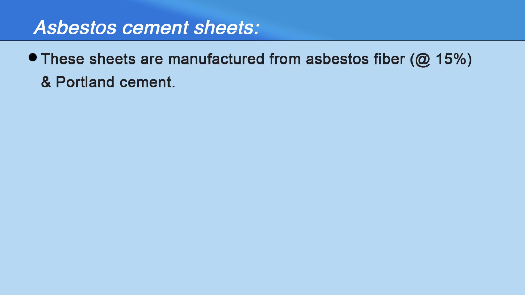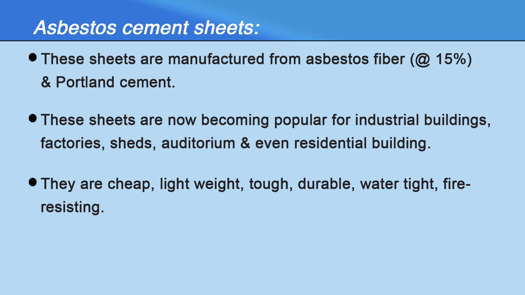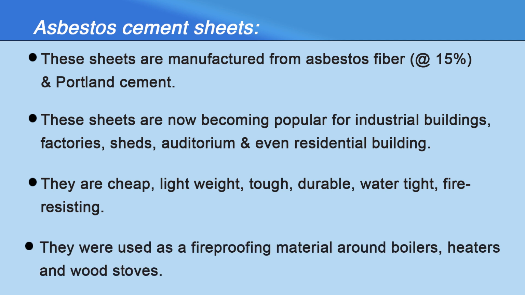Next type of material is asbestos cement sheets. These sheets are manufactured from asbestos fibers and Portland cement. These sheets are now becoming popular for industrial buildings, factories, sheds, auditoriums, even residential buildings. They are cheap, lightweight, tough, durable, watertight, fire resisting. They were used as a fireproofing material around boilers, heaters and wood stoves.